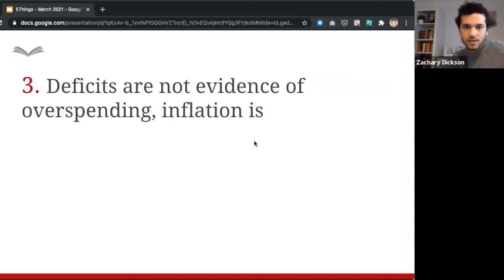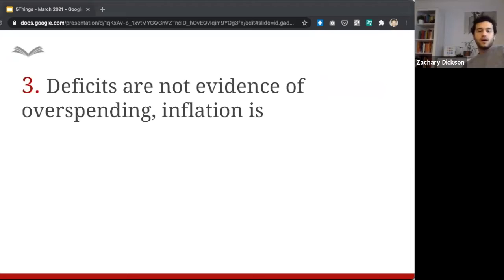The next thing, let's see. Deficits are not evidence of overspending. Inflation is. So we constantly point to the deficit as evidence that the government can't manage its finances. I know I was listening to the budget of Rishi Sunak's just two weeks ago, and he constantly says things like we have to get our house in order, which is just like a direct allusion to the household budgeting thing, which is just categorically false.